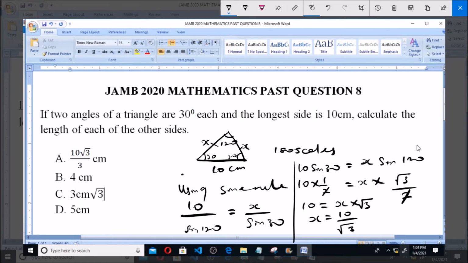Now we have to rationalize this. By rationalizing, we multiply 10 over root 3 by root 3, the denominator, over root 3. Then this is equal to 10 root 3 over root 3 multiplied by root 3, which gives us 3. So we have 10 root 3 over 3, and this is the answer to the question, and that is option A.